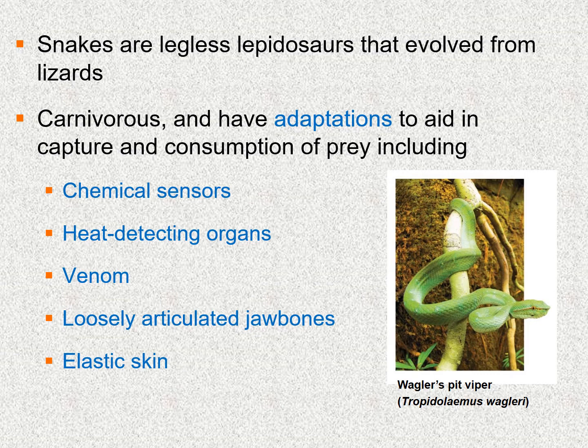Snakes are carnivorous, and they have many adaptations to aid in their capture and consumption of prey. Some of them include chemical sensors, organs that allow them to detect heat, venom, loosely articulated jawbones so they can open up their mouths really wide and eat very large organisms that are a lot wider than their mouths, and elastic skin.